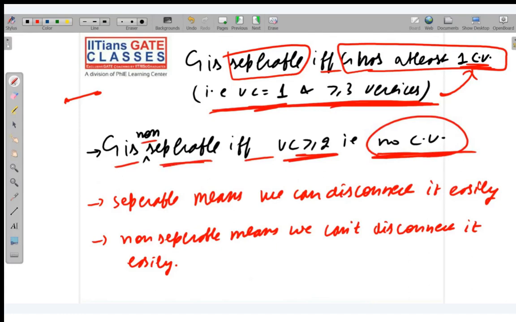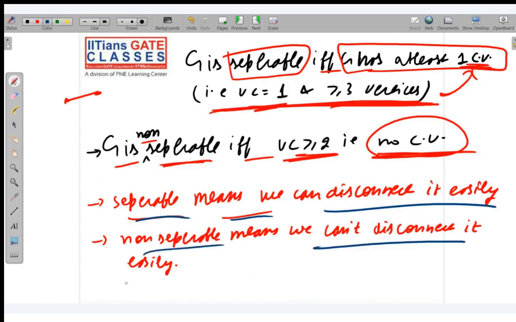Separable is a very simple term. Separable means you can separate it out very easily. I have written it. See this. Separable means we can disconnect it easily. If you are able to disconnect the graph very easily, it is separable. Non-separable means we cannot disconnect it easily. Easily means you just attack one vertex, game over. Directly or indirectly it means one cut vertex. Take snapshot. I will jump to the next slide.